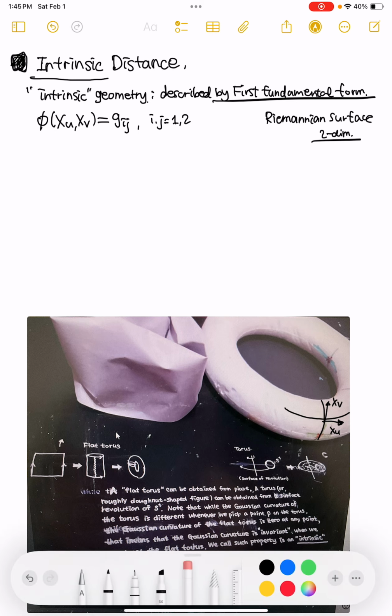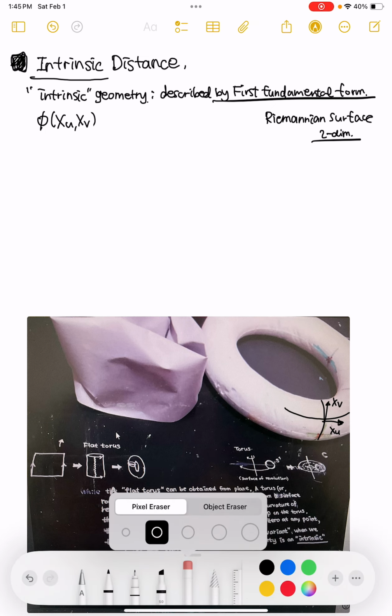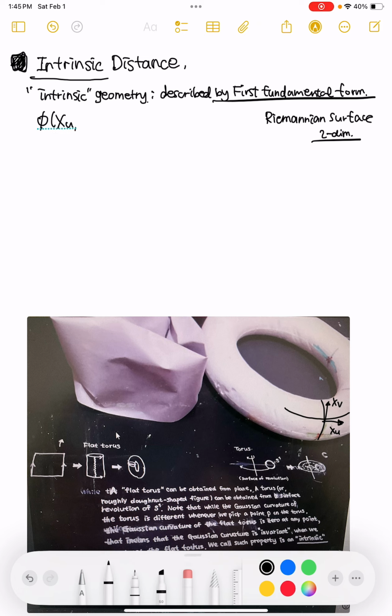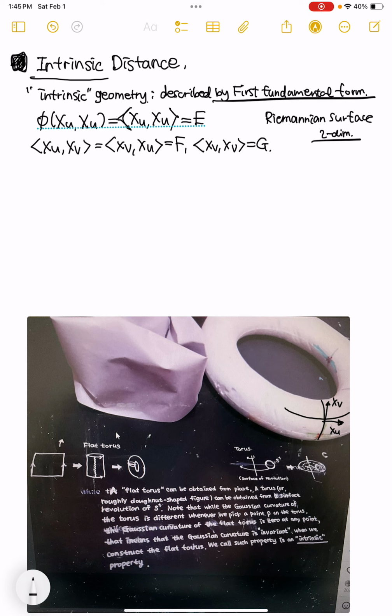And when you think about this here, we can define, using inner product notation, ⟨X_u, X_u⟩, that is E. And in a similar way, you can define ⟨X_u, X_v⟩, that is F, and ⟨X_v, X_v⟩ is equal to G. So E, F, G we call the first fundamental form.